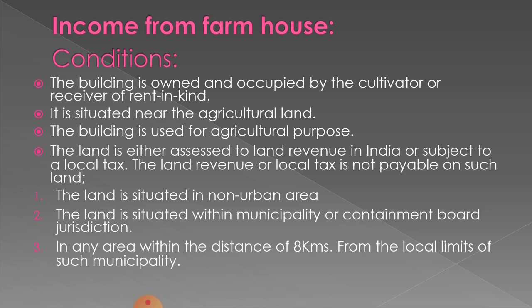Second one is, it is situated near the agricultural land. The farmhouse must be situated near the agricultural land. Third condition is, the building is used for agricultural purpose only. If the farmhouse is used for any purpose other than agricultural purpose, that is not considered as agricultural income. The use of that farmhouse may involve using the building as a storehouse or outhouse or dwelling house, etc.